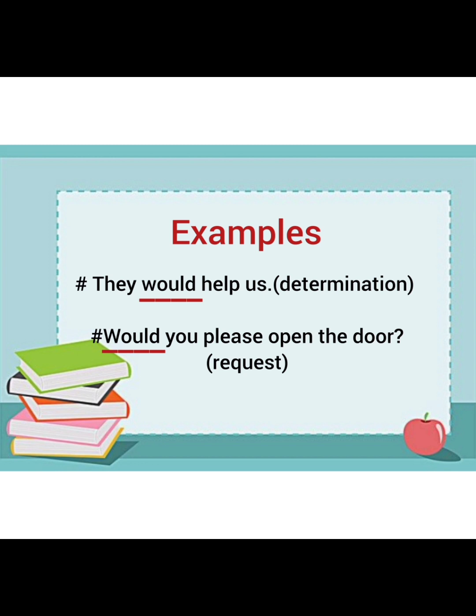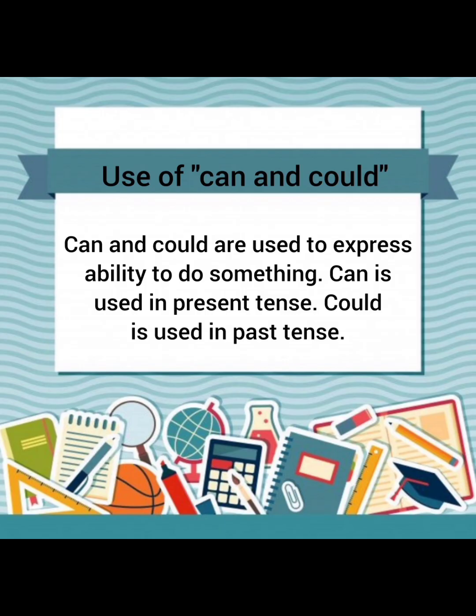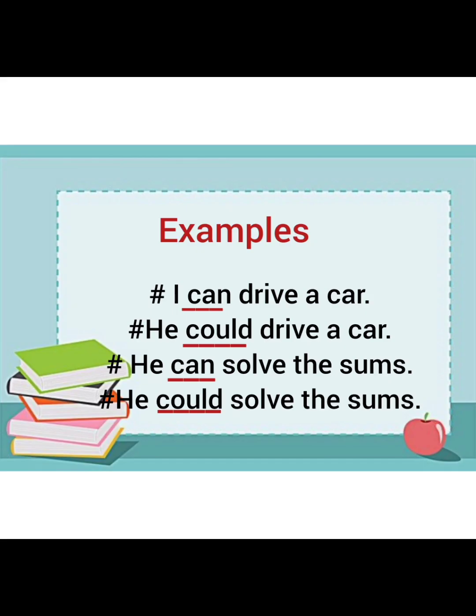It's a request. Then next I have can and could, that are used to express ability to do something. Can is used in present tense and could is used in past tense. For example, I can drive a car. He could drive a car. He can solve the sums. He could solve the sums. So in this case, can and could are used in present and past in this way.